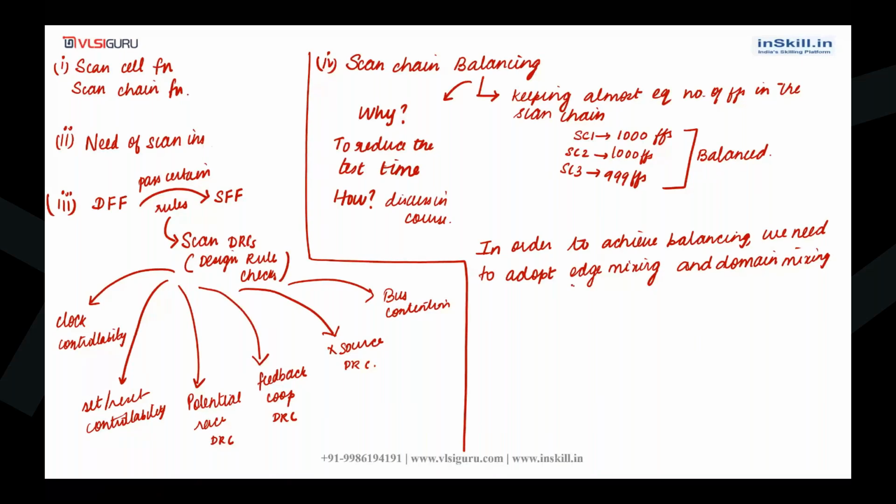So, what is edge mixing? What is domain mixing? And how, if you go for edge mixing and domain mixing, are you able to achieve balanced scan chains? We will understand it when we do the course. So this is our fourth topic, scan chain balancing.